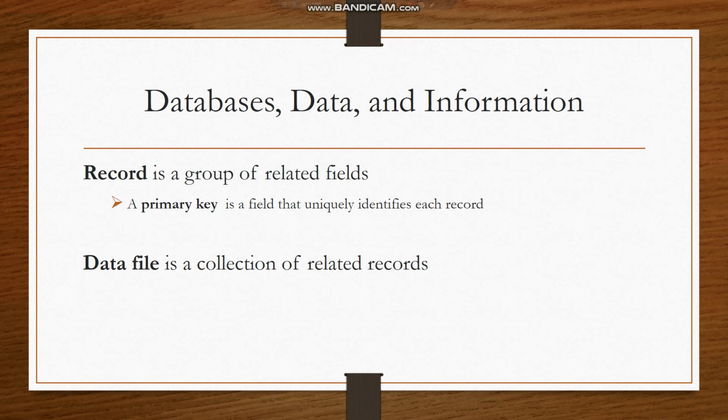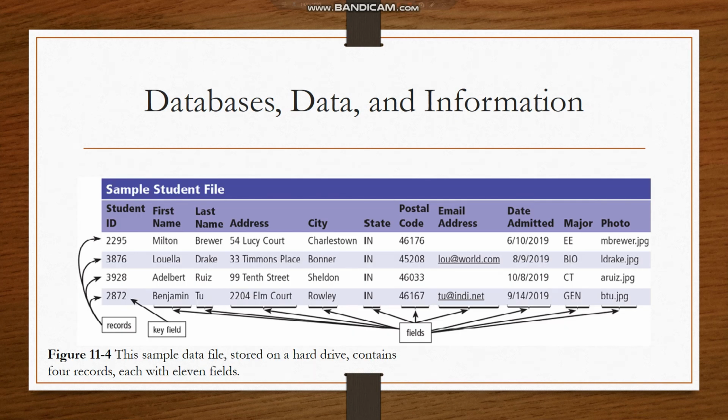Now let's go with record. A record is a group of related fields. A primary key is a field that uniquely identifies each record, and a data file is a collection of related records. Here is an example of a student file. We can say that student ID is a key field because it is unique. And we can say that it is unique because no student has the same student ID.